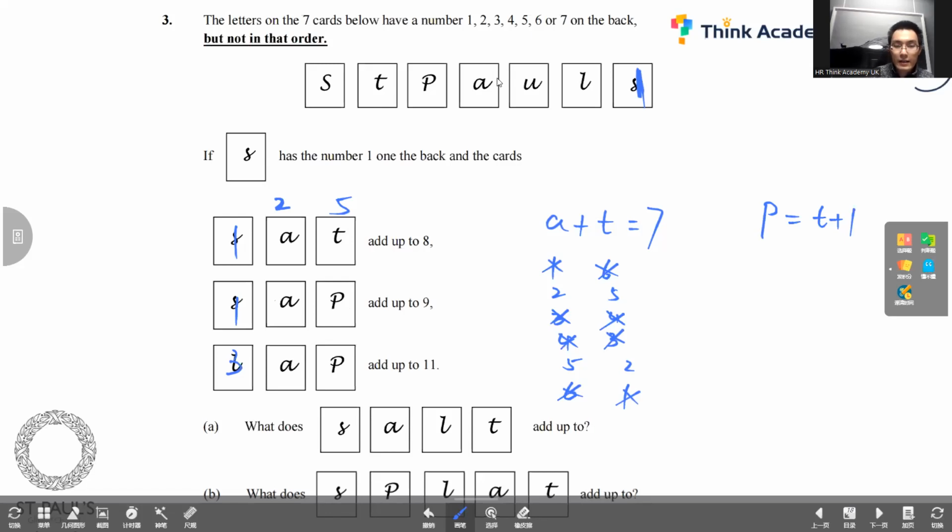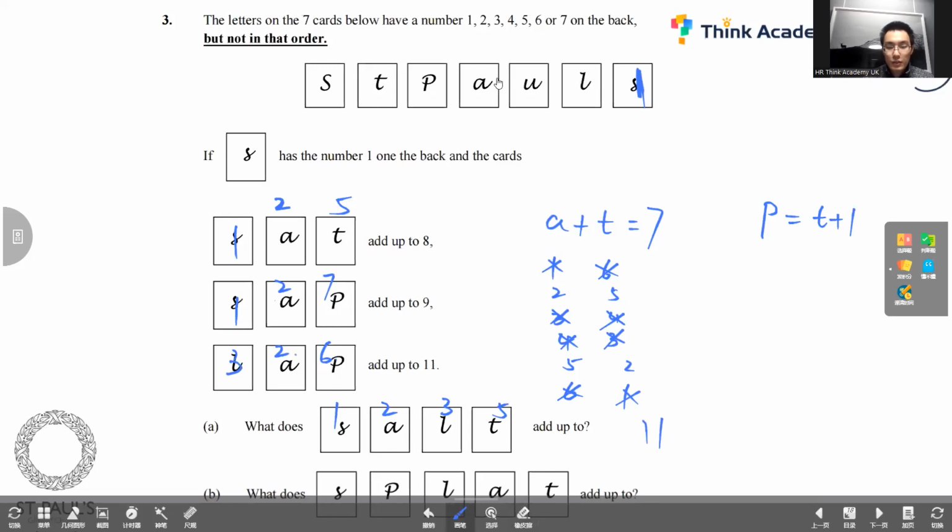So let's say A is 2 and T is 5. All right. Then this is 2. And then that means P will be 6 over here. So question A, we can solve it now. What does SALT add up to? Then S is 1, A is 2, L is 3, T is 5. So 2 plus 3 plus 5 is 10. 10 plus 1 is 11. So for the first question, the answer is 11.